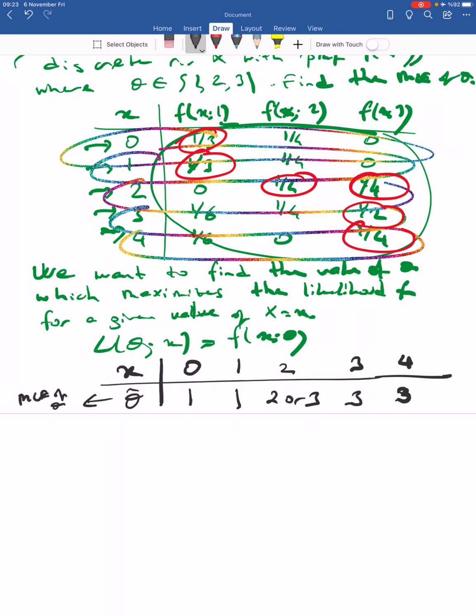Okay, so at the beginning we don't know, but if we take a sample and it appears as 3, for example, we can say, okay, if I observe 3, then the maximum likelihood estimate for theta should be 3. I have to work with it like that.